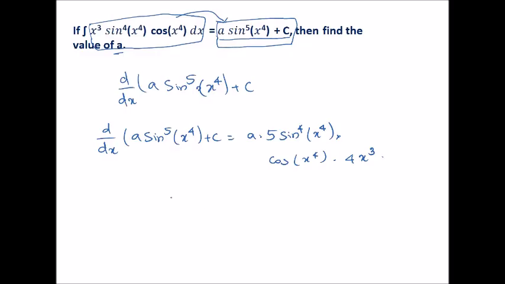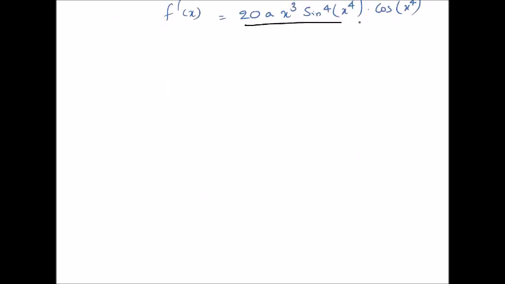So we will simplify. f'(x) is equal to 5 into 4, that is 20. Here a is there, so a only, times x cubed sin⁴(x⁴) into cos(x⁴). Here we get the result of f'(x).